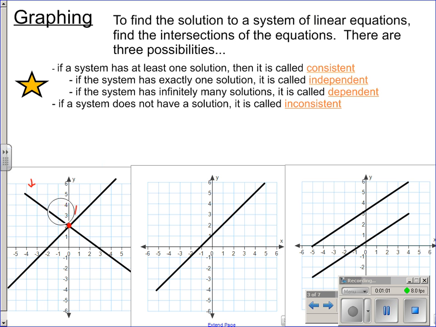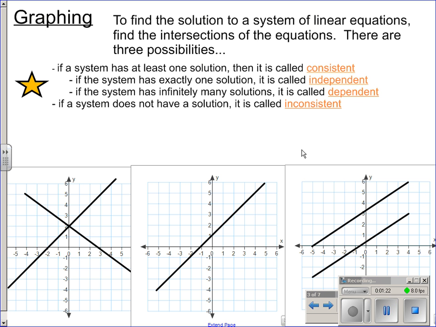So we have a method with our calculator to do that. Our calculators are kind of nice. They'll give us a decent answer. We can draw graphs by hand. Those aren't usually very accurate, and so our answer is probably not going to be very accurate. But it's still a method, so we're going to talk about it.